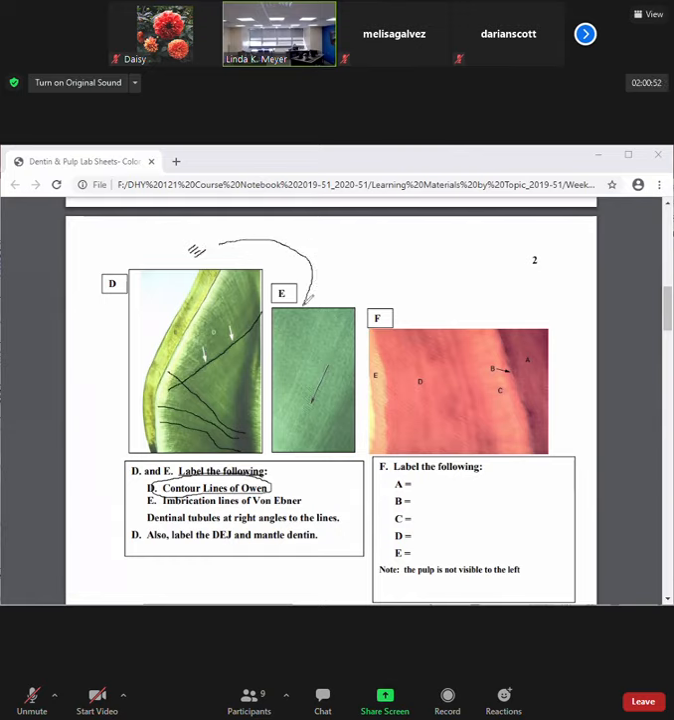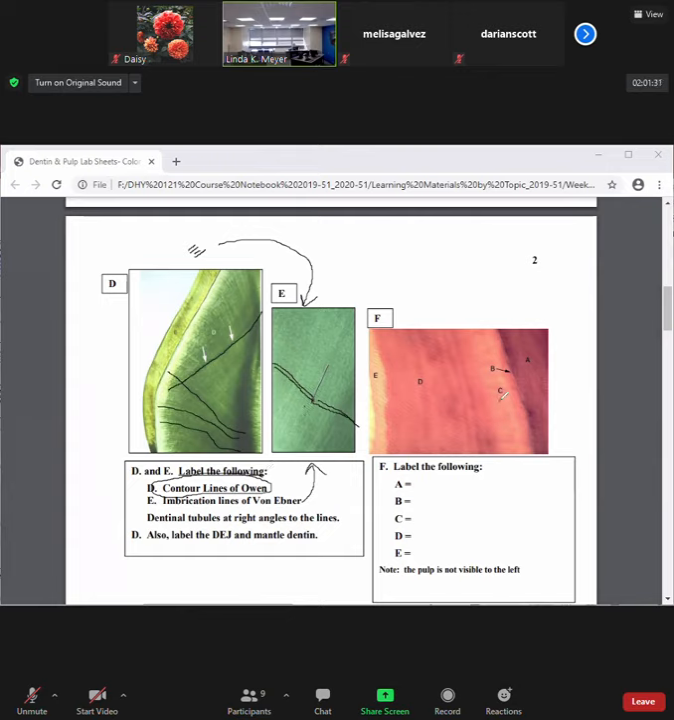Now at this magnification in D, I can't see all the little tiny normal incremental lines, but if I go over to this picture, I can see them, and they're all those little tiny lines, the arrows pointing to the direction of the tubules. So all these little lines in here represent the von Ebner lines. You can see all of them, I'm just not drawing across them all the way. Okay, so those are the imbrication lines of von Ebner. So we best see them on ground sections.